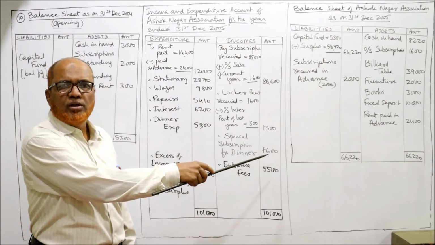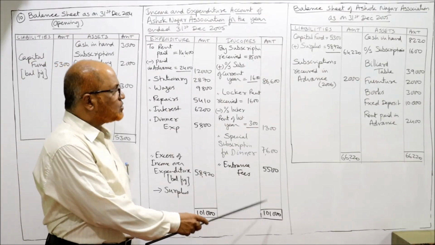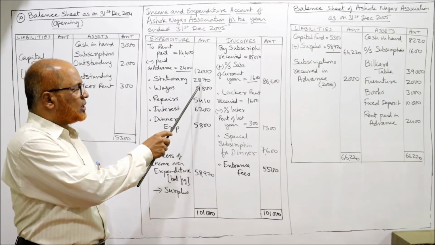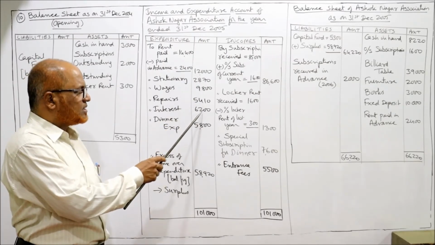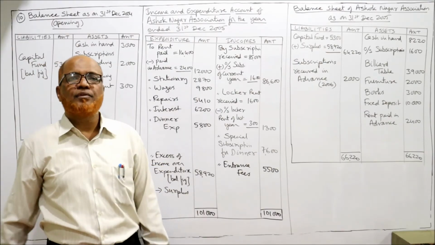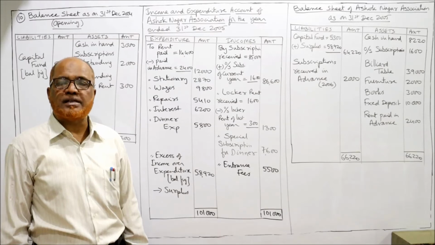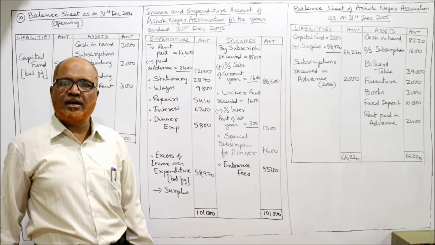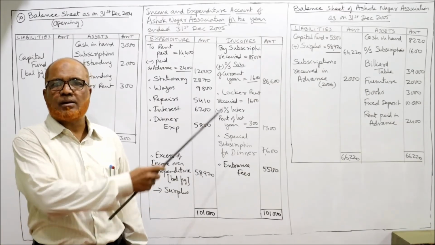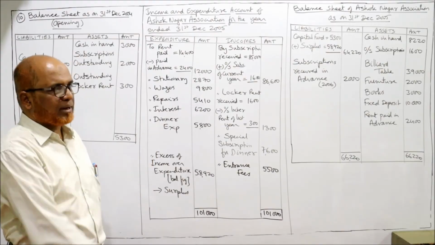The credit side is more. The total of the credit side is 1,01,000. From 1,01,000, subtract these expenditures: 12,000, 2,870, 9,800, 5,410, 6,200, 5,800. Subtract them all, and the balancing figure comes to 58,920. This is the surplus, the excess of income over expenditure. Now this surplus we will add to the capital fund in the balance sheet. That's it. This is the income and expenditure account.